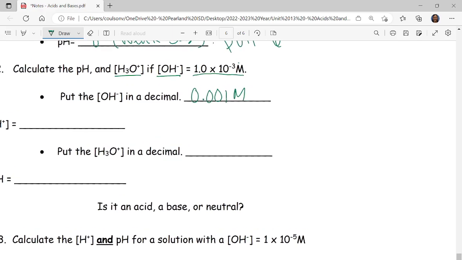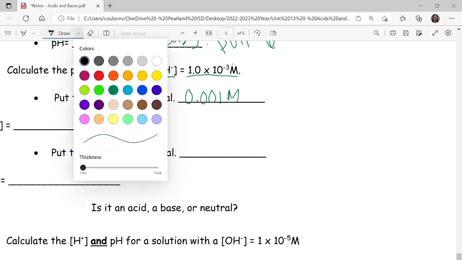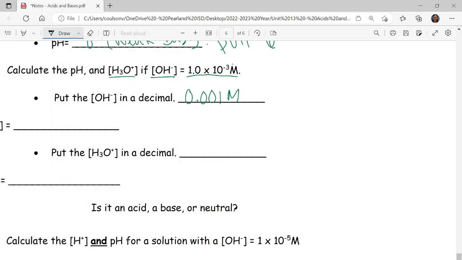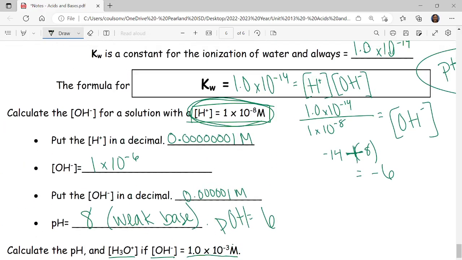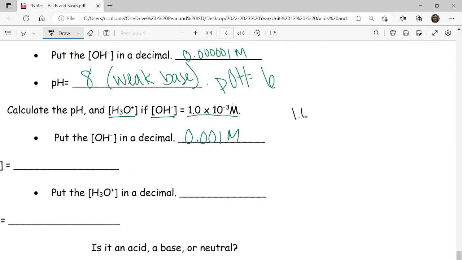Next part. I'm going to go ahead and just show the work with this again because I don't want my only example to be one that I messed up. So if I pull my ionization constant of water, which is 1.0 times 10 to the negative 14th power, that is equal to my hydrogen ion concentration, which is not given to me, so that's what I'm solving for, or I can call it my H3O plus, my hydronium ion concentration, times my hydroxide ion concentration, which is 1.0 times 10 to the negative 3.